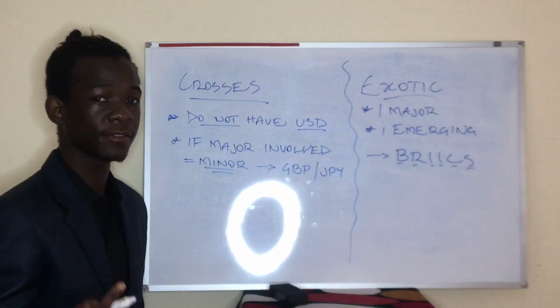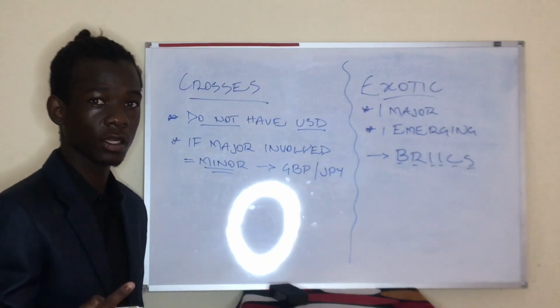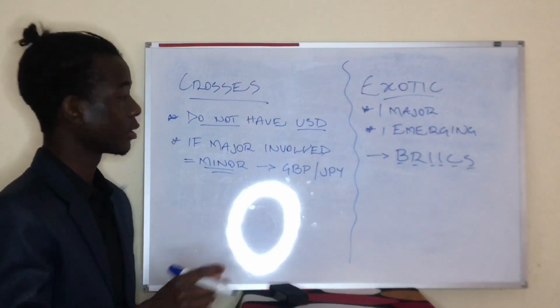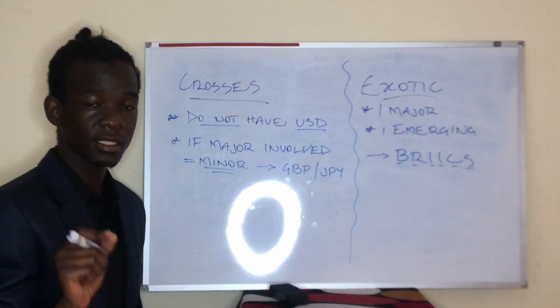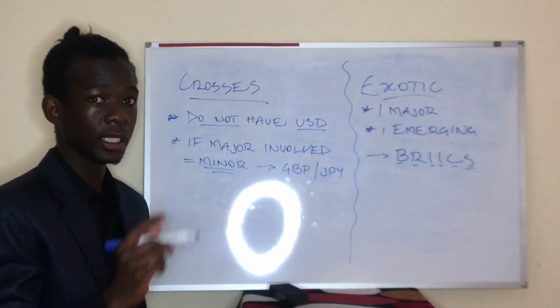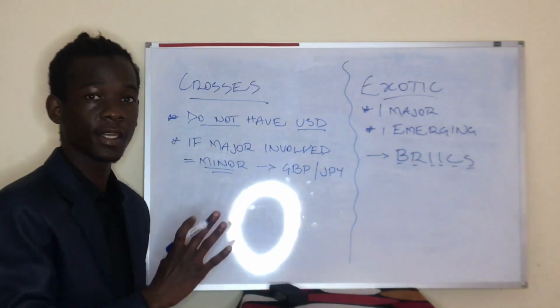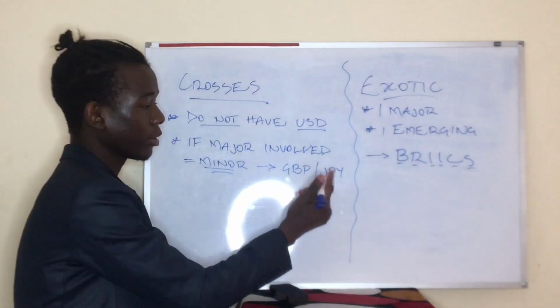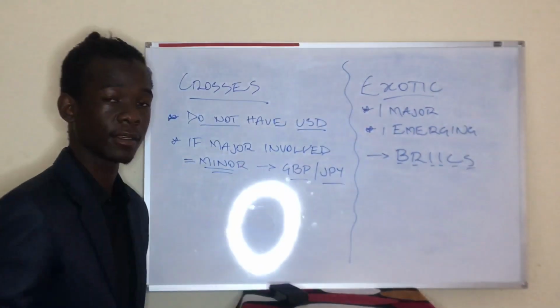So to recap, when we're talking about crosses, the first thing we have to agree is that they do not have the US dollar. US dollar is only found in major currency pairs, okay? The second thing is that if a major is involved that's not the dollar in a cross-currency pair, you find that it's known as a minor. And we've given the example of the pound against the yen, okay?